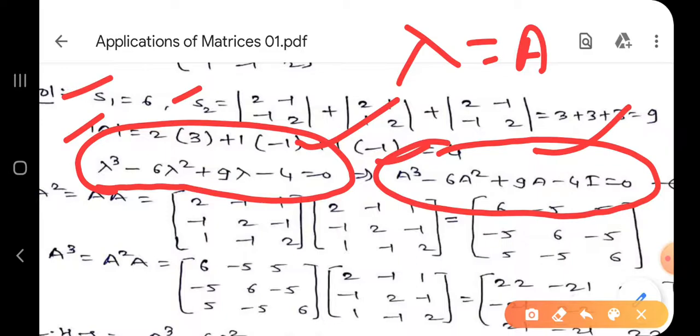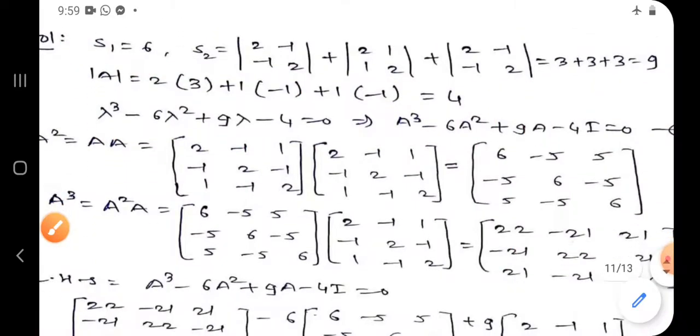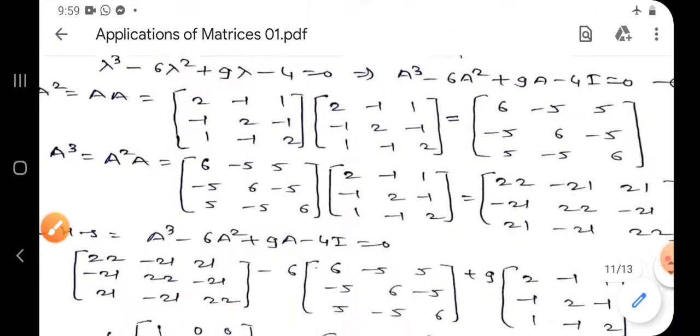So what are the terms in LHS? In LHS I required A. Yes, it is the given A. Then I need to find A square and A cube. Okay, let us try. Find A square and A cube.